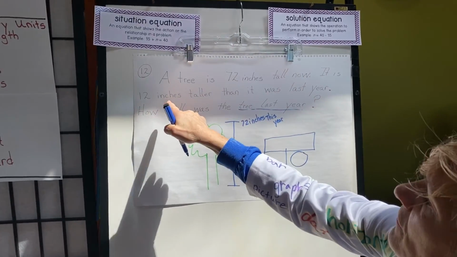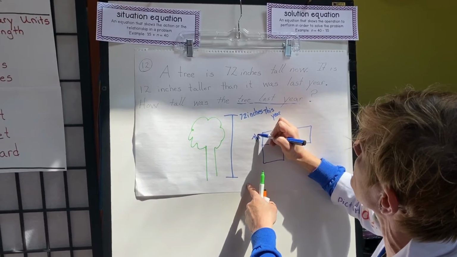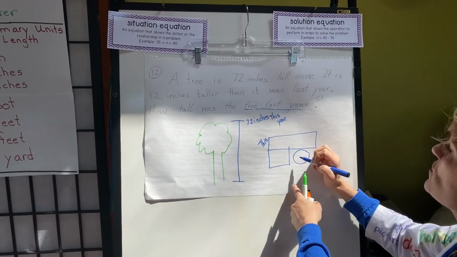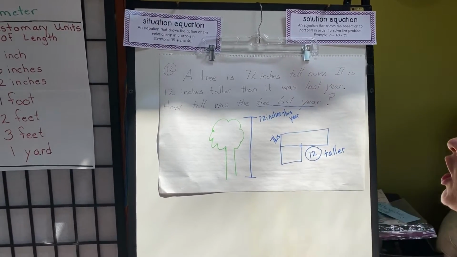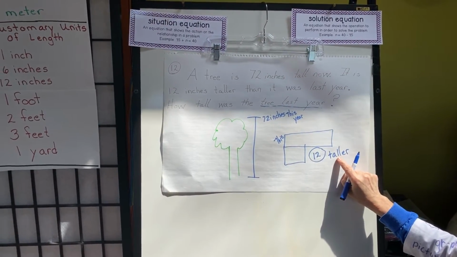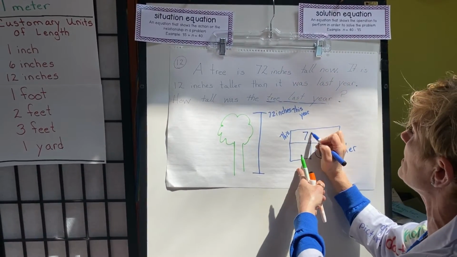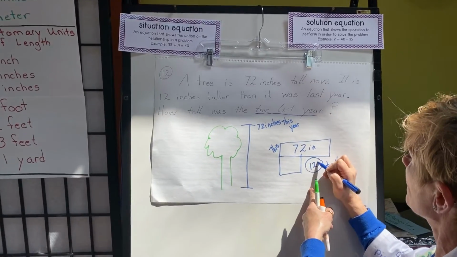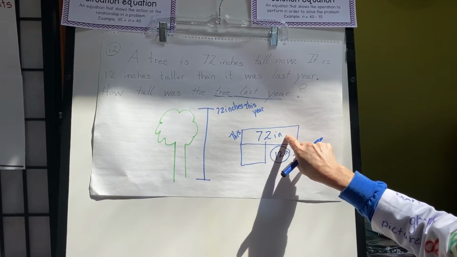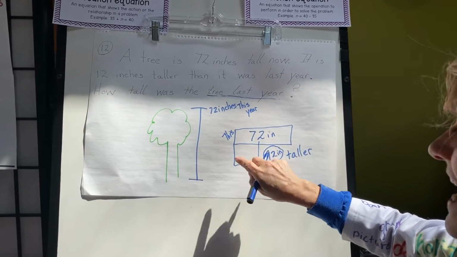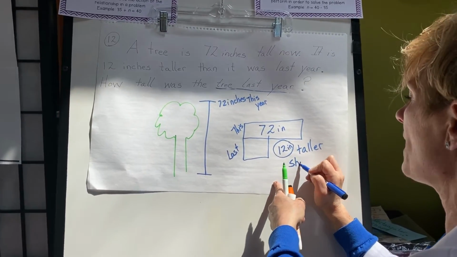Well, we know it was 12 inches taller this year. This year, I'll put this. This year it was 12 inches taller. Oh yeah, 12 is going to go in there because it's the 12 taller. Just like this is the shorter and the taller, the more and the fewer. So this year, we know it's 72 inches. But last year, it wasn't 72 inches. It was 12 inches taller this year. That means last year, that would make it 12 inches. Yep, it would be shorter.